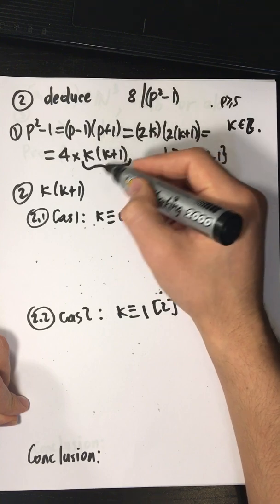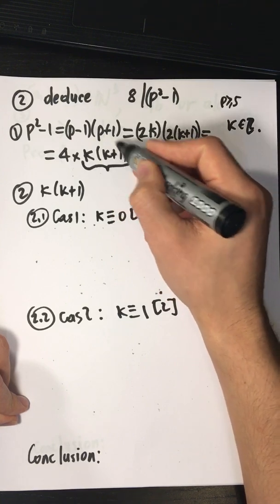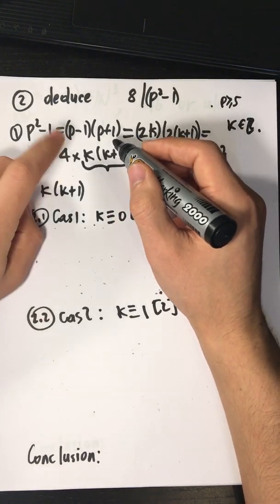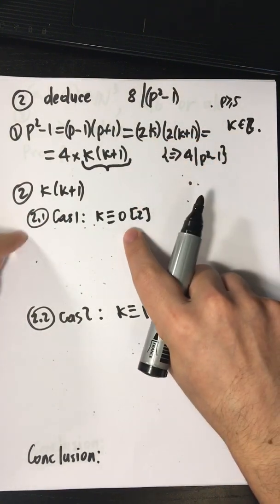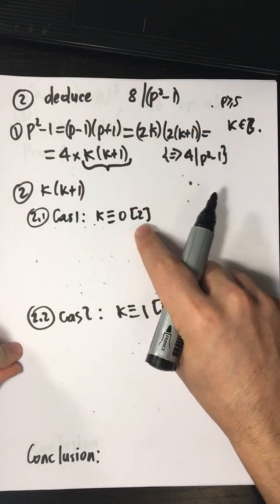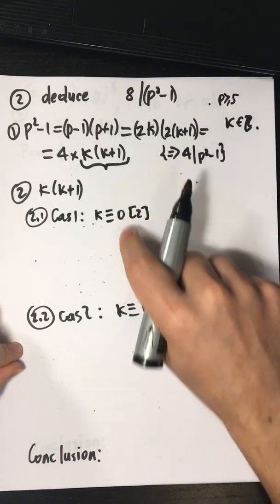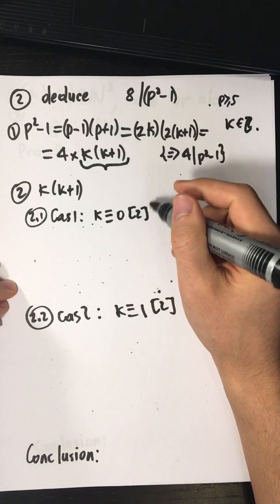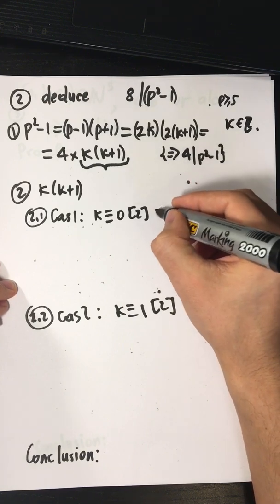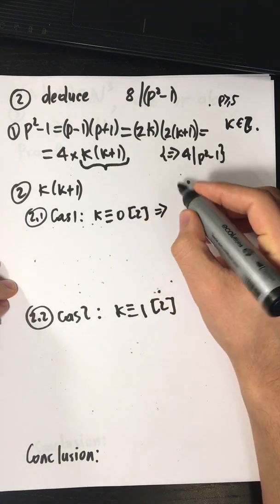Because I want to prove that 2 divides this one, because I want to have 8. 4 times 2. That's why I'm using 2 here. But do I have any other case? No, because if you divide a number by 2, you can only have 2 remainders, 0 and 1, and that's it.